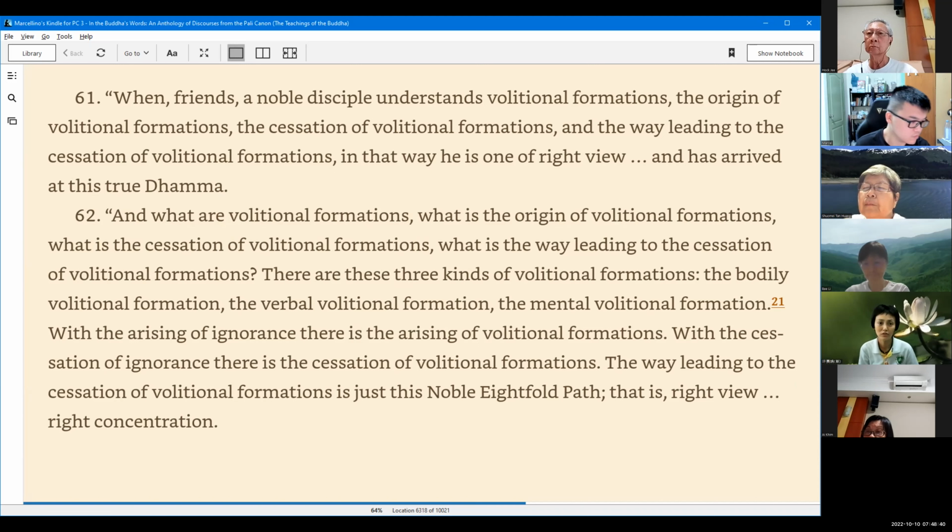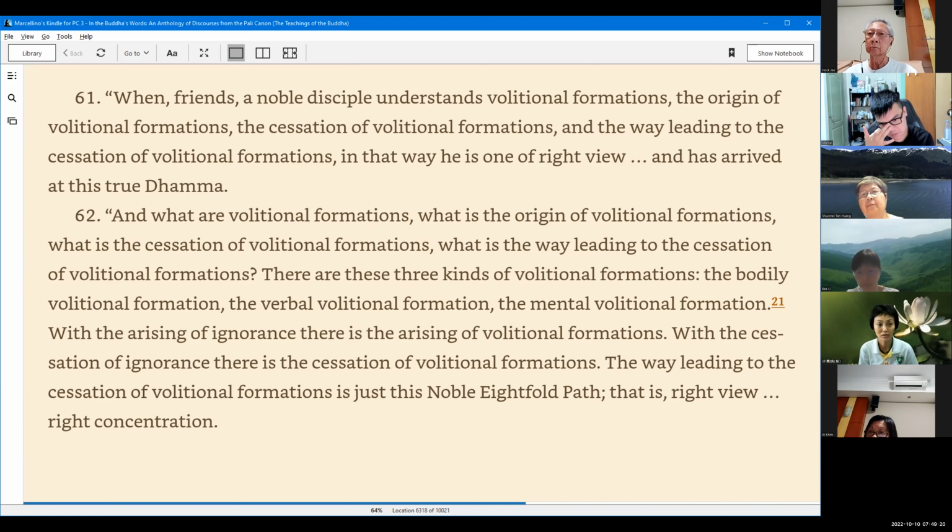And what are volitional formations? What is the origin of volitional formations? What is the cessation of volitional formations? What is the way leading to the cessation of volitional formations? There are these three kinds of volitional formations: the bodily volitional formation, the verbal volitional formation, and the mental volitional formation. With the arising of ignorance, there is the arising of volitional formations. With the cessation of ignorance, there is the cessation of volitional formations.